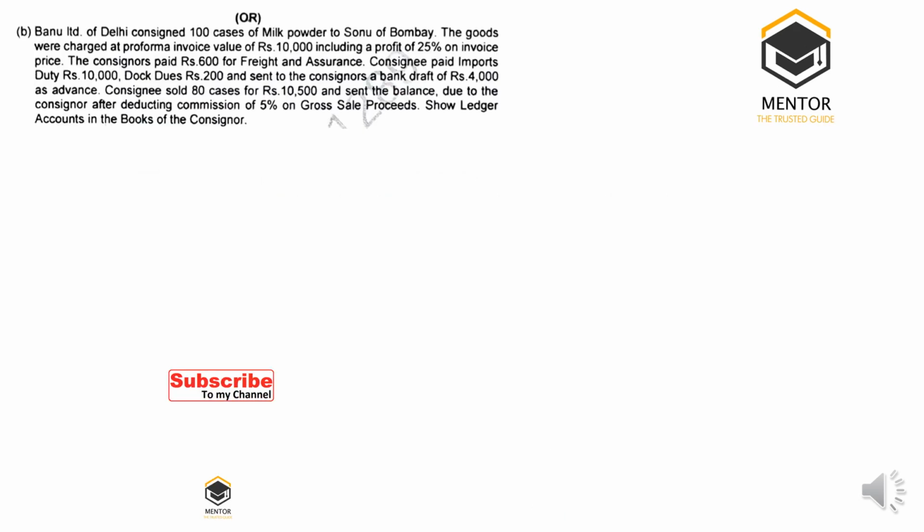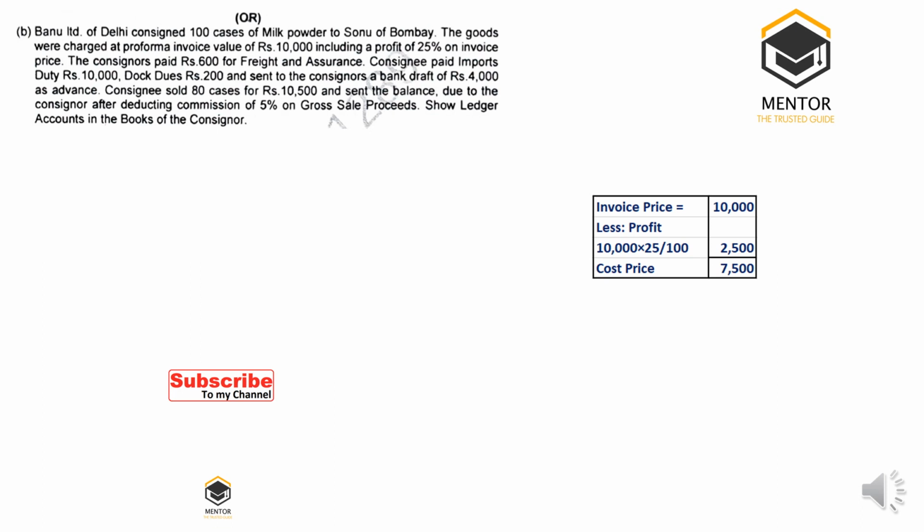Now we will take up the answer. So first we will divide cost as well as profit element from the invoice price. So what he said: the invoice price is 10,000 including a profit of 25% on invoice price.